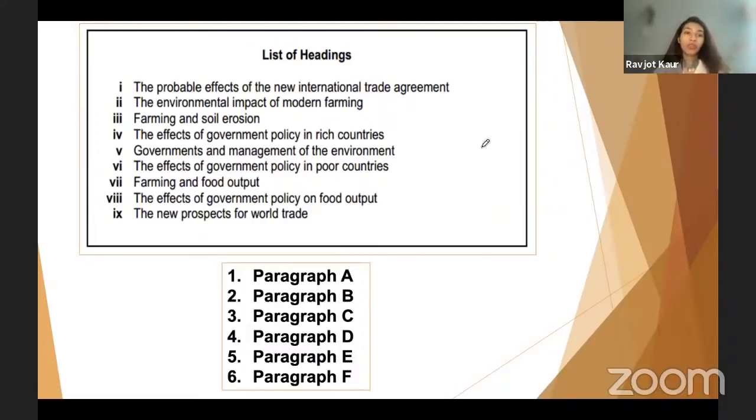So either you can read the list of headings totally, or you can read them to get familiar with the headings, and then you can read the paragraphs one by one, and then come back to the list of headings. Or you can simply start by reading the paragraph, and then read the list of headings. Either of the methods you can opt for.